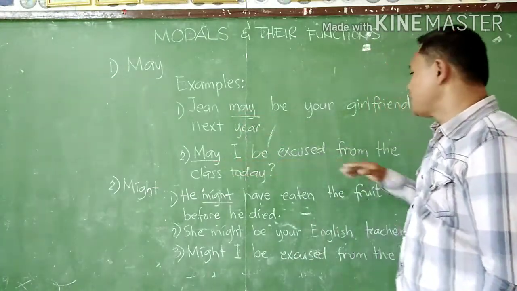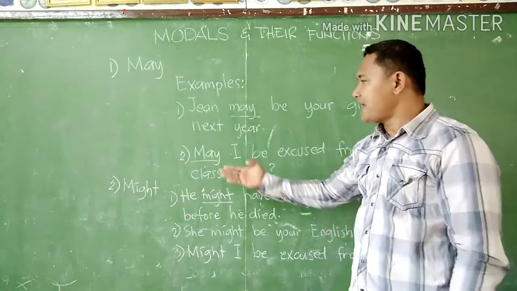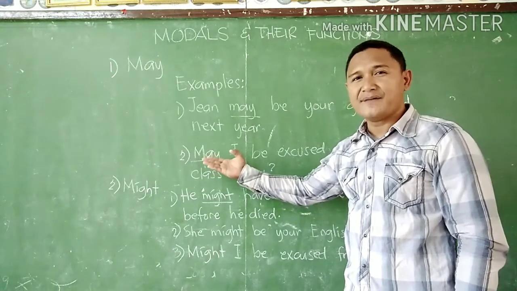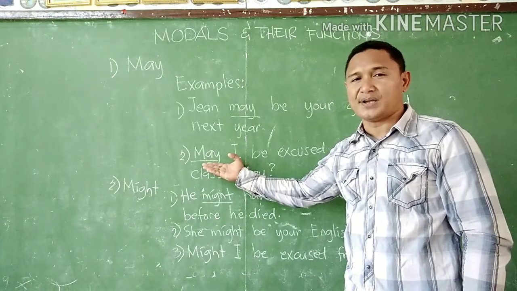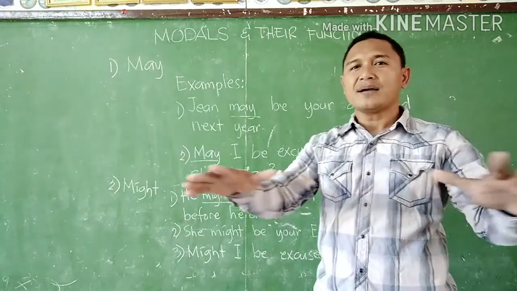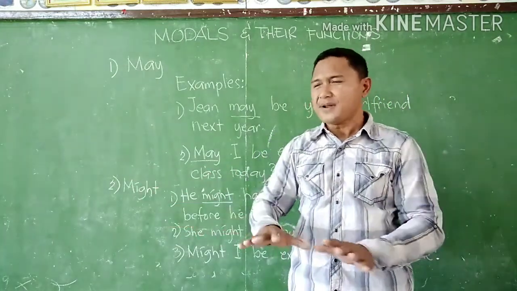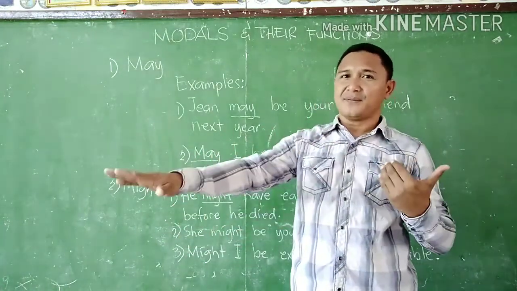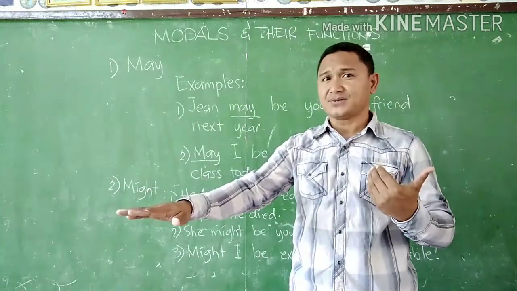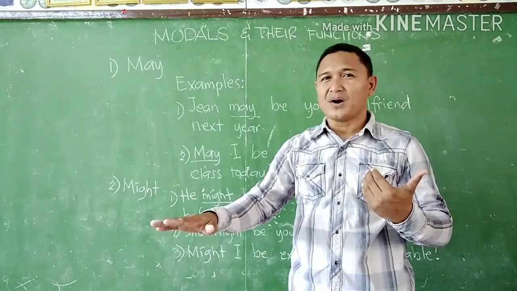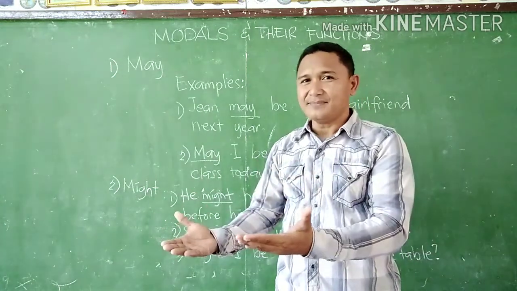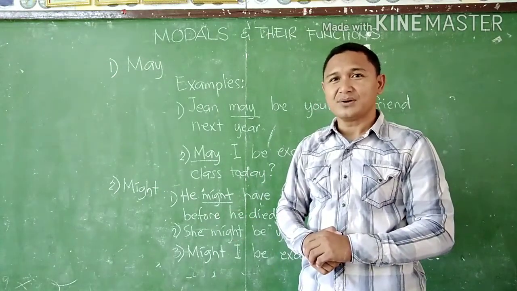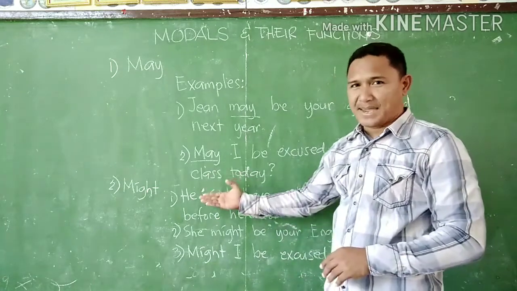Next, may I be excused from the class today? May is used here because this expresses permission, and you have to use this in a formal situation. Example, you are in a crowd and you don't know some people, or even you know some of your friends, and you want to be out from their conversation because you have something to do. At that time, you're going to ask them, excuse me, may I be out from your conversation? So you're going to use may.